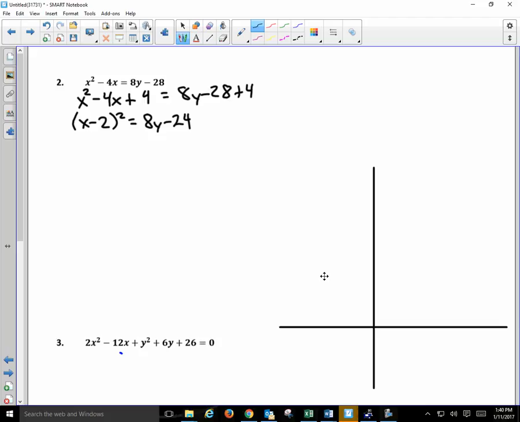All right. So I'm going to solve for y. So I'm going to add the 24. (x minus 2) squared plus 24 is equal to 8y. Divide everything by 8. I get 1/8 times (x minus 2) squared plus 3 is equal to y.